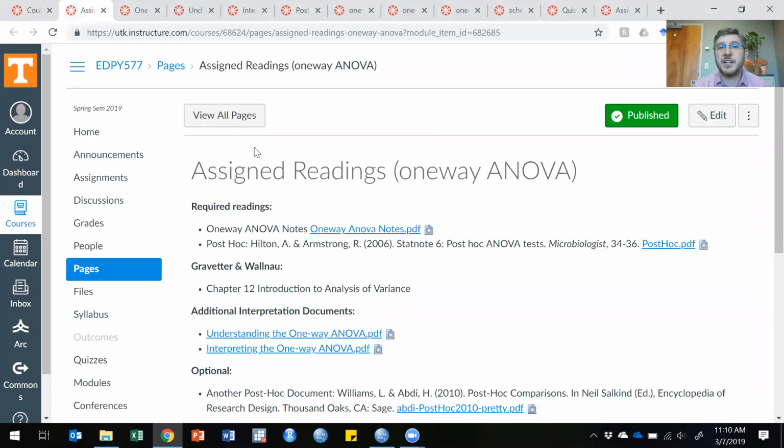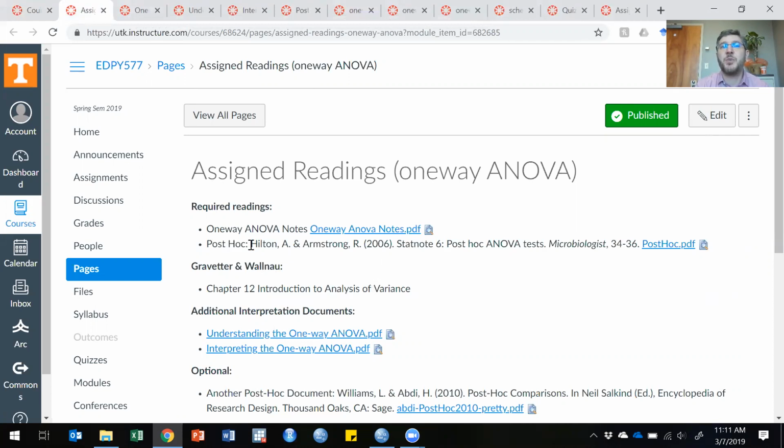For the week, make sure everybody reads through my notes. I gave you an additional handout on various post-hoc tests. I talked about a few of them in my notes. The Gravetter and Wallnau book discusses, I think, a couple. I think they discuss Tukey and the Scheffé method. This little document discusses several different post-hoc tests. So just real quick, what is a post-hoc test?